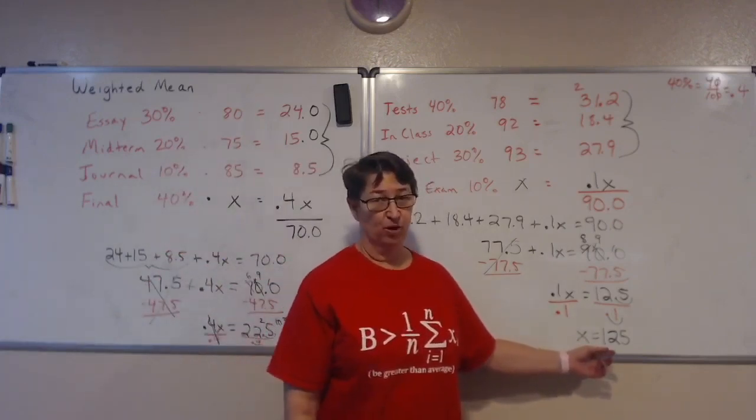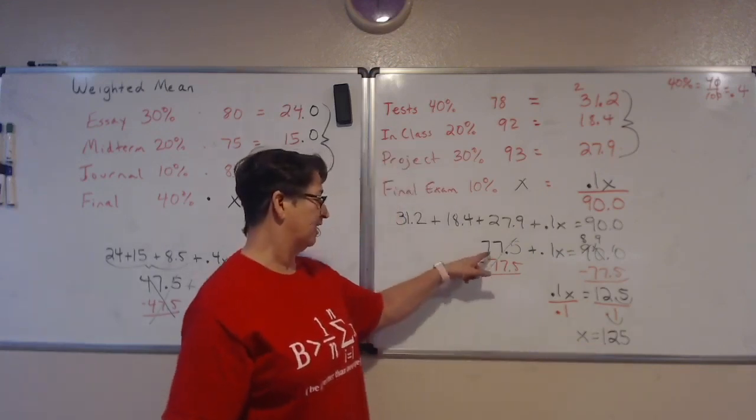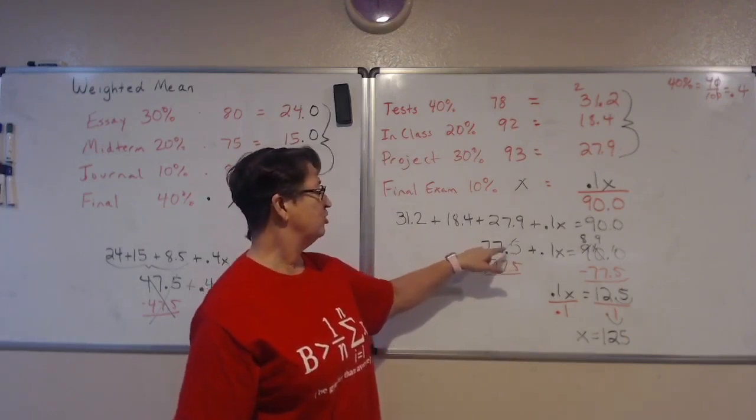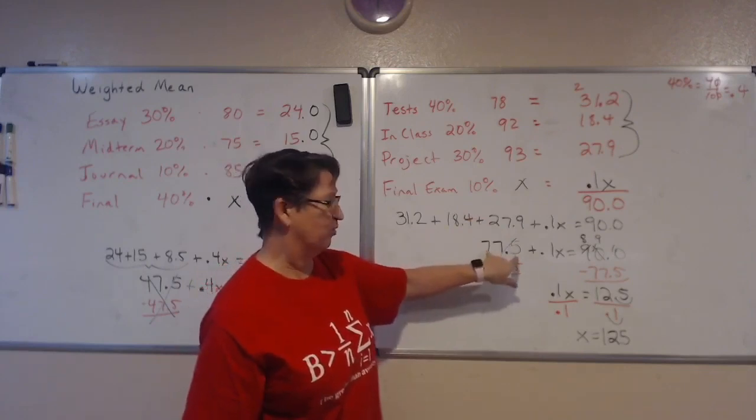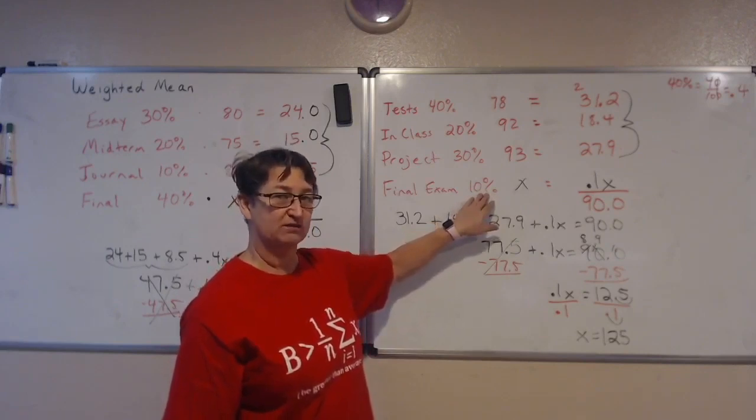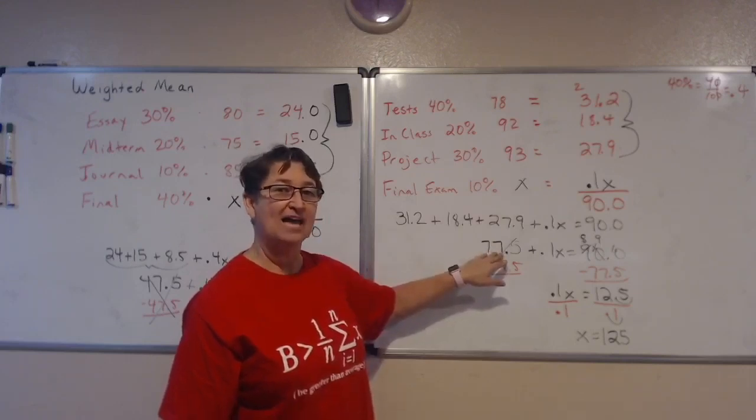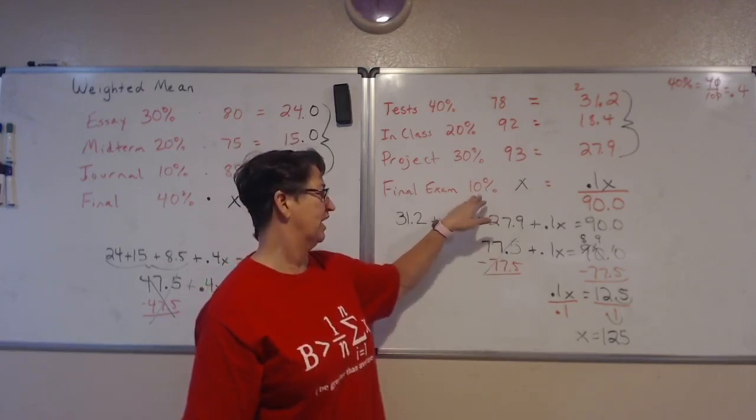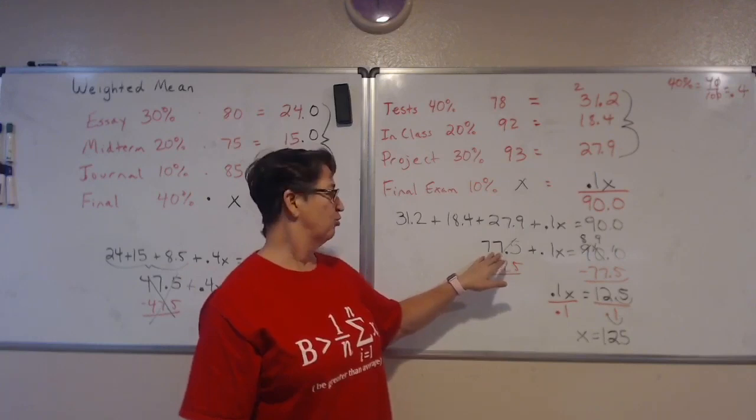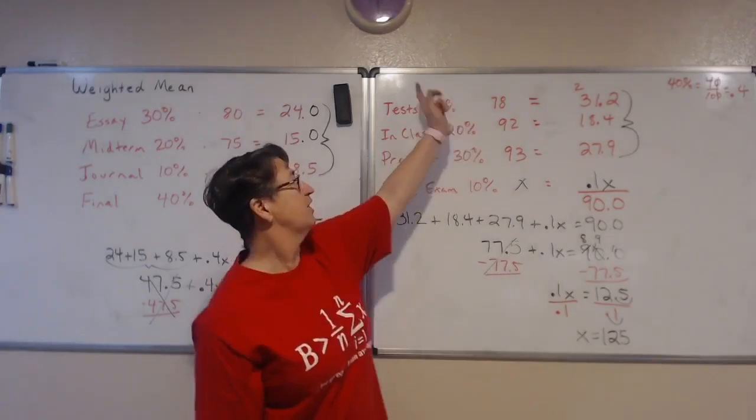Well, if the exam is only worth 100 points, she can't make an A in the class. We probably could have told that back up here, because look right here at this 77.5. We knew she had 77.5 points. Well, we knew the final exam was only worth 10 points. If you add that 10 points up to 77.5, the highest grade she could make, if she made 100 on her exam, is an 87.5. So we could have looked at that right then and gone, ah, you blew your A back there with the low tests.